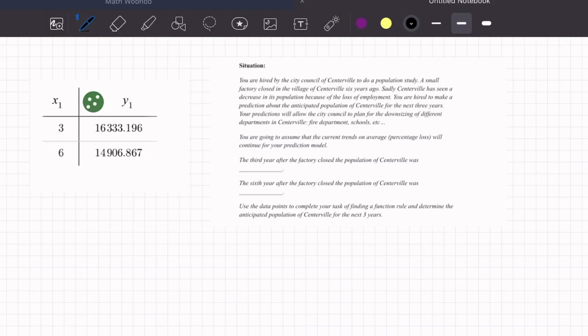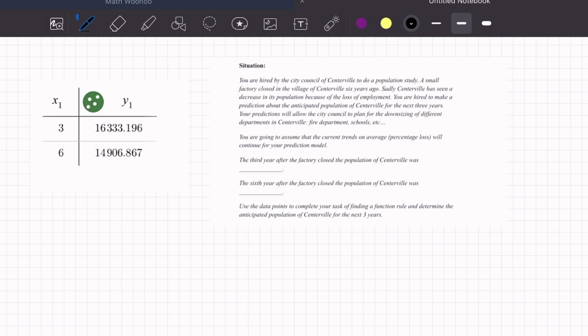You are hired by the City Council of Centerville to do a population study. A small factory closed in the village of Centerville 6 years ago. Sadly, Centerville has seen a decrease in its population because of the loss of employment. You are hired to make a prediction about the anticipated population of Centerville for the next 3 years. Your prediction will allow the City Council to plan for the downsizing of different departments in Centerville, fire departments, schools, and etc.